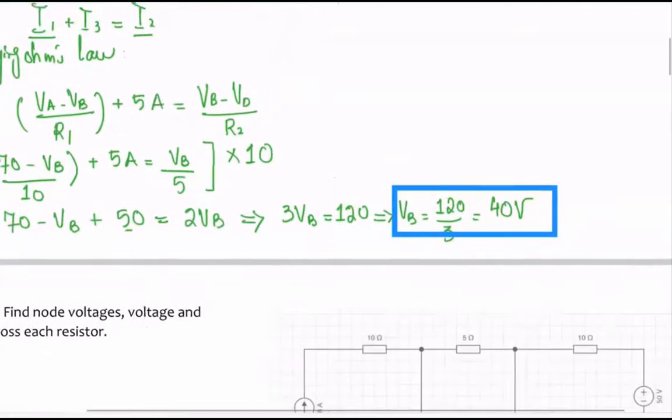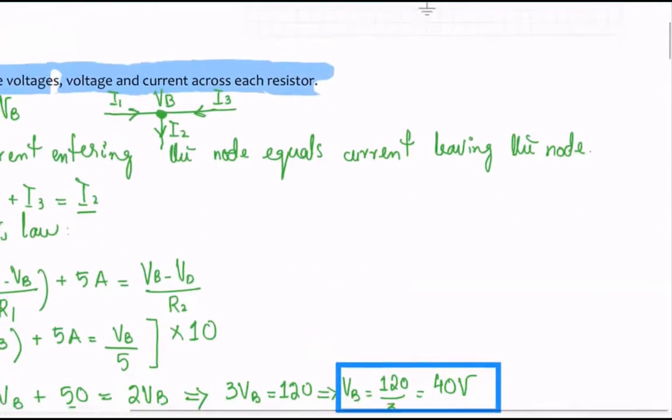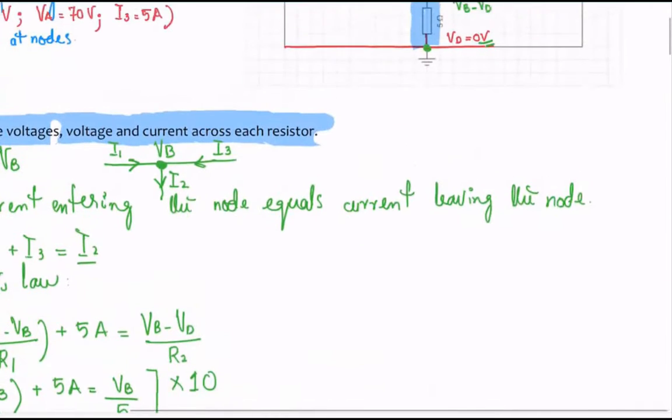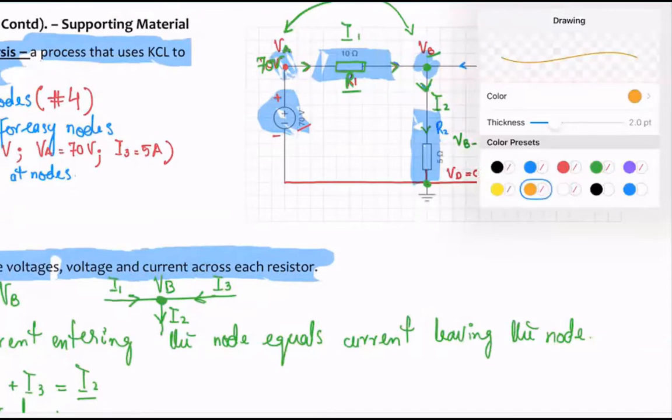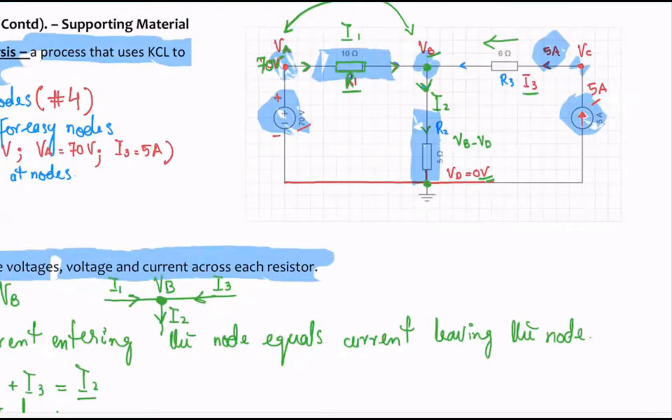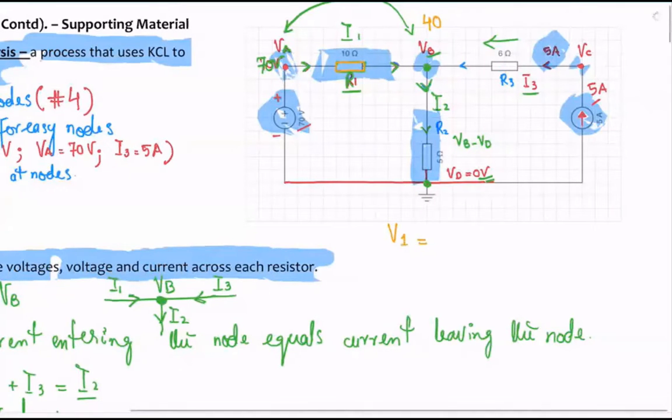Okay, all right, cool. Let's now work on the other values. Now that I know VB is 40, can anybody tell me what is going to be the voltage across R1 here? I'm gonna say V1 is going to be equal to, yes, folks? What is going to be the expression? If I have 70 volts over here, 30.